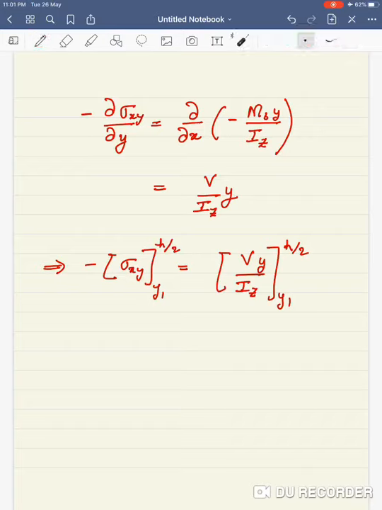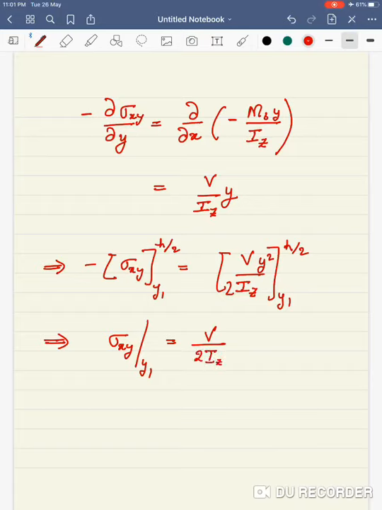What happens to the stress at h by 2? Do you know the value? It is 0, right? Because the upper surface is free of stress. So this automatically becomes my sigma xy evaluated at y1. Okay, and this is v by, sorry, so this I should have done the square. This is a square and there will be a 2 term here. So this is 2iz, and this is h by 2 whole square minus y1 square.